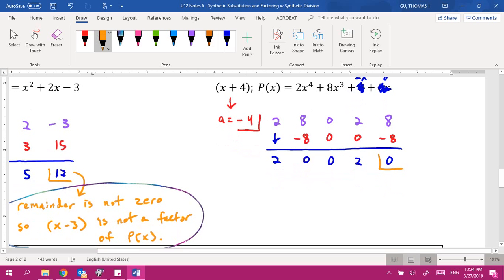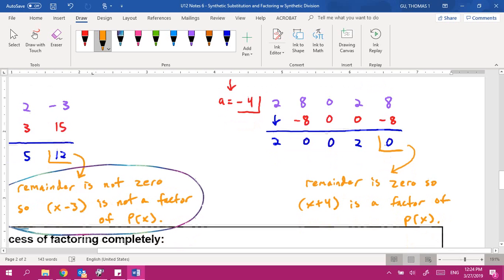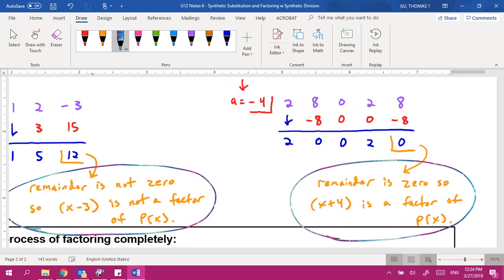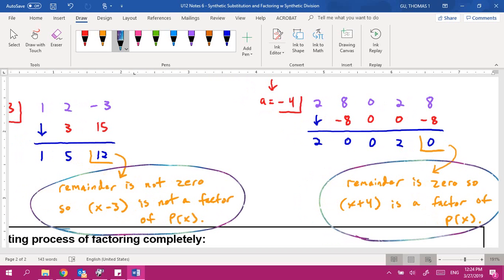The remainder here is... you're right. The remainder is 0, which means what? Of p of x. There you go. Remainder is 0. So x plus 4 is a factor of p of x. Now we're specifying that as a factor of p of x because if you just write it's not a factor, well, it's a factor of something, right? But when we specify of this p of x, then we know what we're talking about. There we go. All right, so that is how you check if a binomial is a factor of a polynomial.